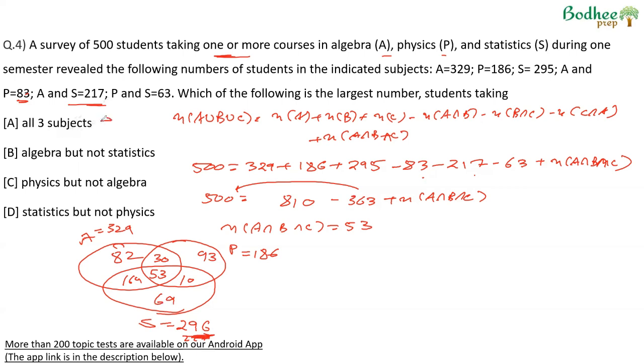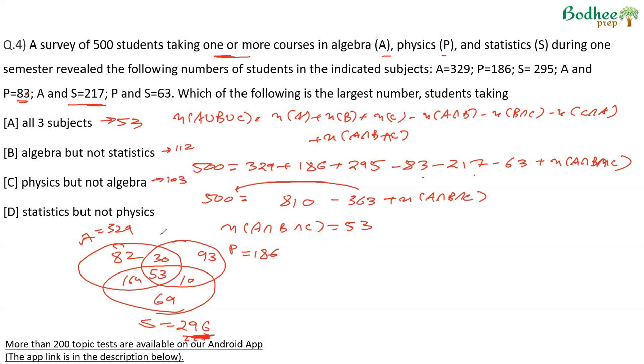Now all three subjects, this is 53. Algebra but not statistics. We remove the circle of statistics from here. Algebra but not statistics will be 82 plus 30, which is 112. Physics but not algebra. Remove algebra and look at the physics part. 93 plus 10, which is 103.